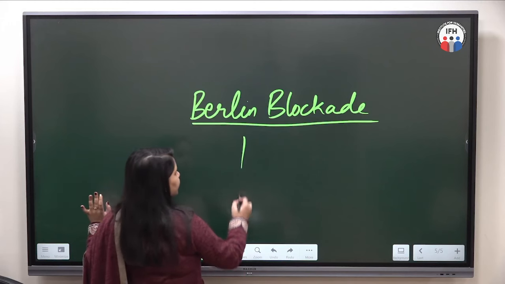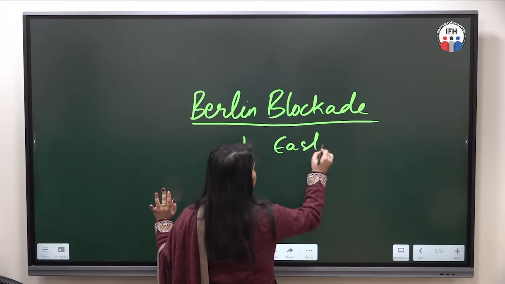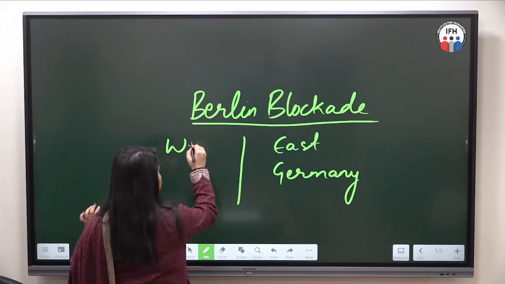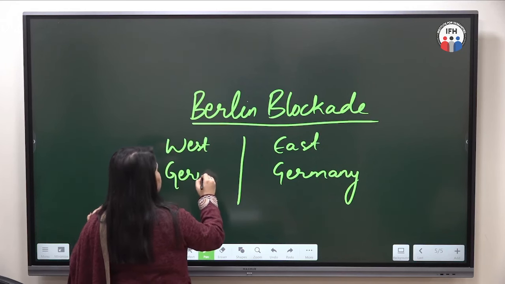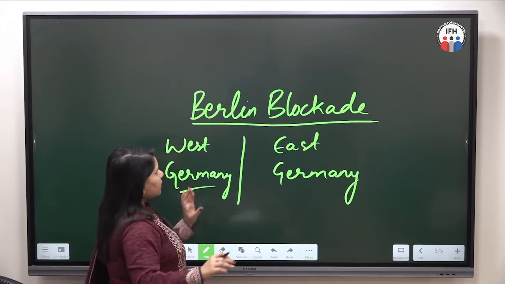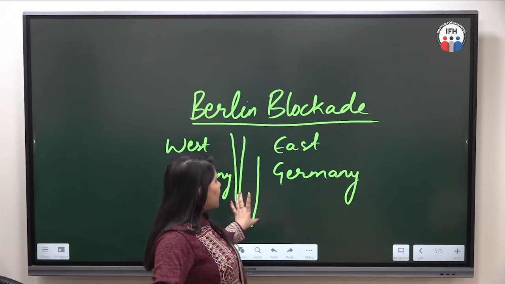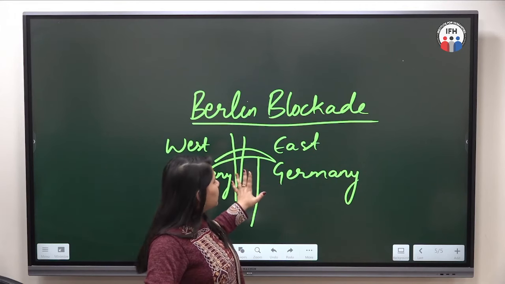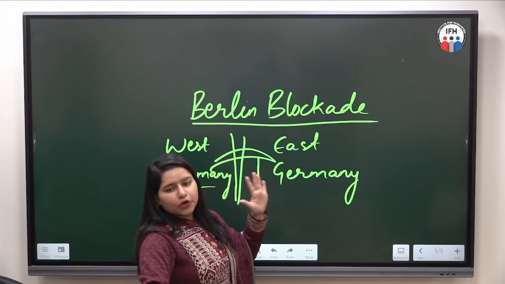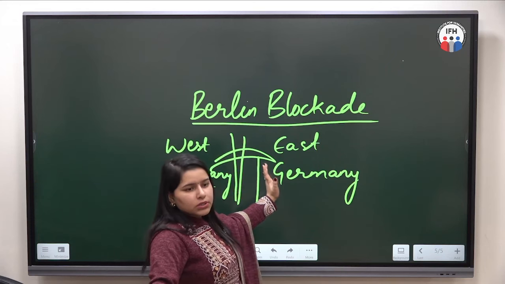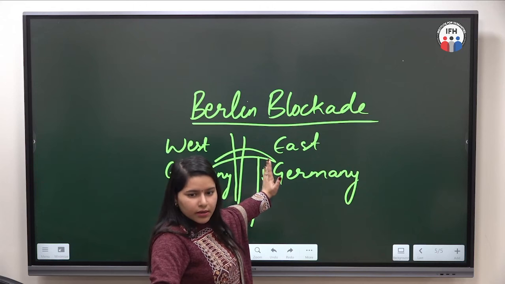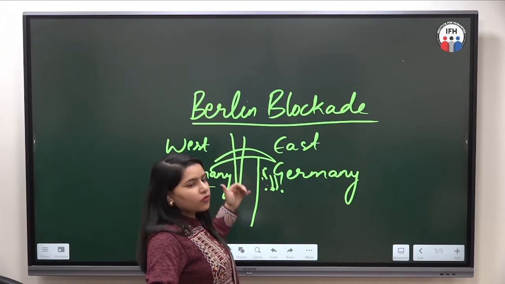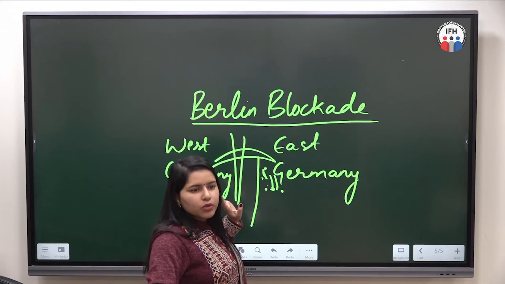So when Germany was divided between East and West Germany, what did the Soviets start doing? They started creating a wall here so that they can prevent the movement of people from here to there, in simple terms. Basically, they wanted to restrict any kind of movement so that capitalists should not come to the east, right? But this was not started by the Western nations. So the Berlin blockade, basically the wall, was created by Soviet USSR, right?